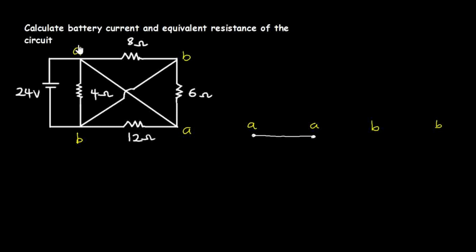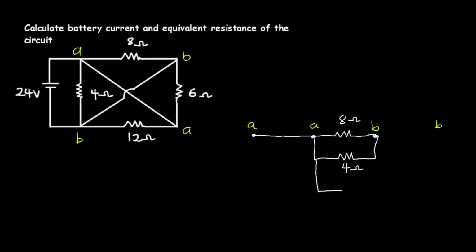Considering this node A and node B here, you see that I have the 8 ohms resistor connected in between, so I'll connect the 8 ohms resistor here. Considering this node A and node B here also, we have the 4 ohms resistor connected in between, so I also connect it between node A and node B. This is the 4 ohms resistor. And between this node A and node B also, I have the 6 ohms resistor connected in between.